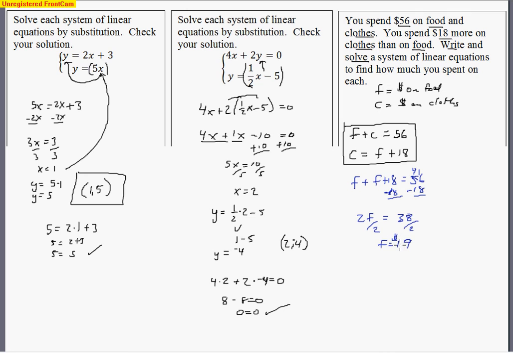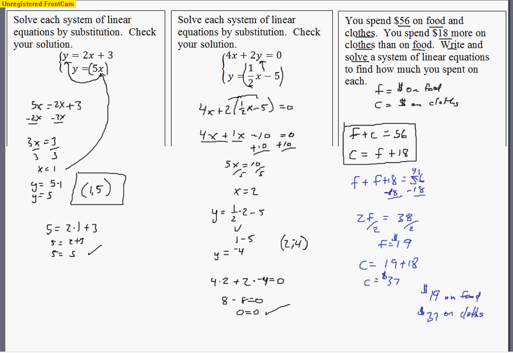So let's go ahead and substitute back in. 19 back in for the f right here to find c. So c equals 19 plus 18. Remember, you spent $18 more dollars on clothes than food. So when you go ahead and add the $18 and $19, you get $37. And so there it is. So we'll say $19 on food, and $37 on clothes.